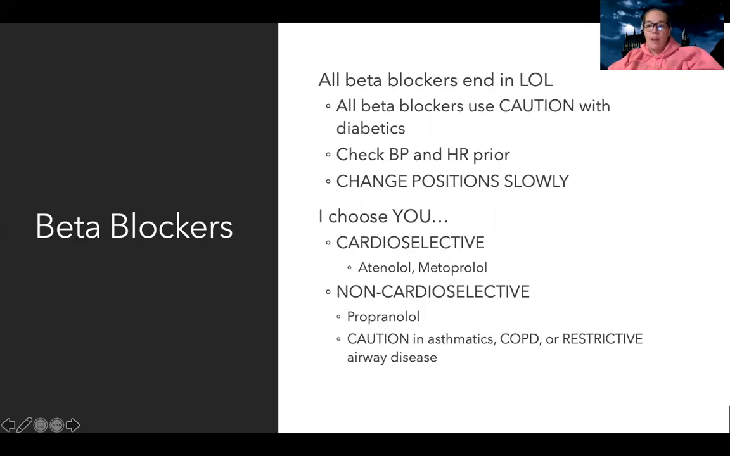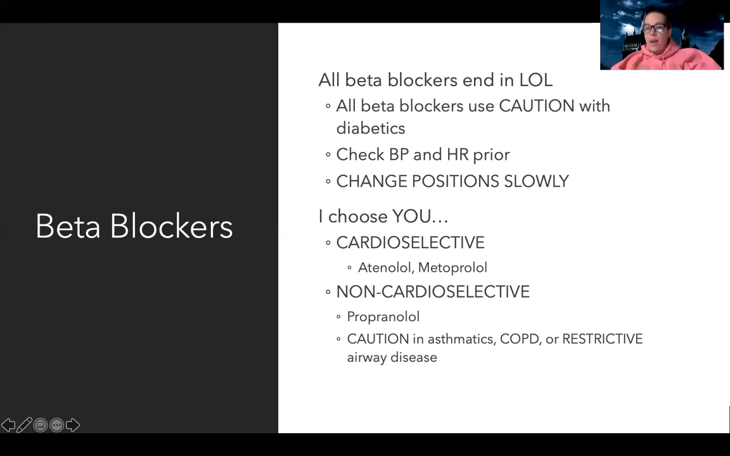So let's go to beta blockers. So all beta blockers end in LOL. And for all beta blockers, we want to use caution in diabetics. And this is because normally, when you have low blood glucose, your body responds in a way where your heart rate increases. Your heart rate increases because it's trying to get your heart to pump more blood out, to pump more sugar out, to get more out to your cells because your blood sugar is low. So your body naturally responds to a low blood glucose with a high heart rate.